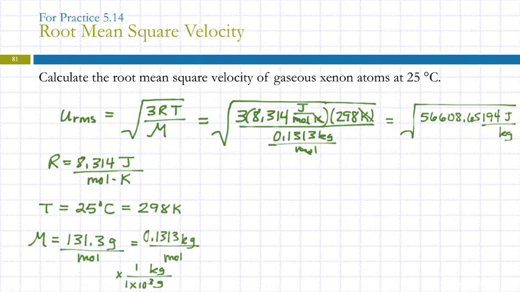So when I take the square root, I get 237.925. If we're thinking about significant figures here, the 298 has 3, so this would have 3 significant figures. Now, the square root of joules per kilogram does not seem like a rate of speed, does it, of velocity?